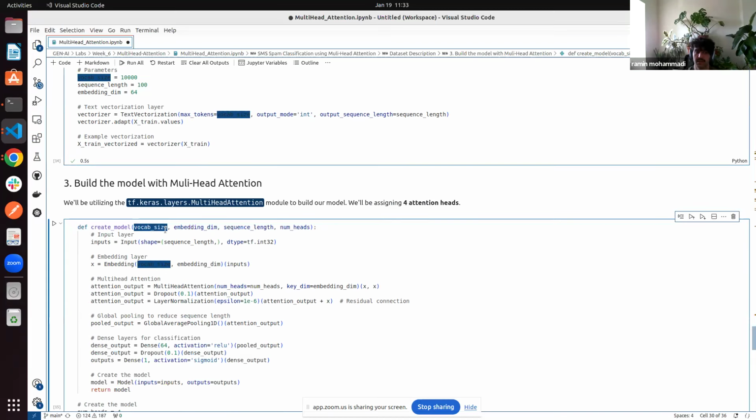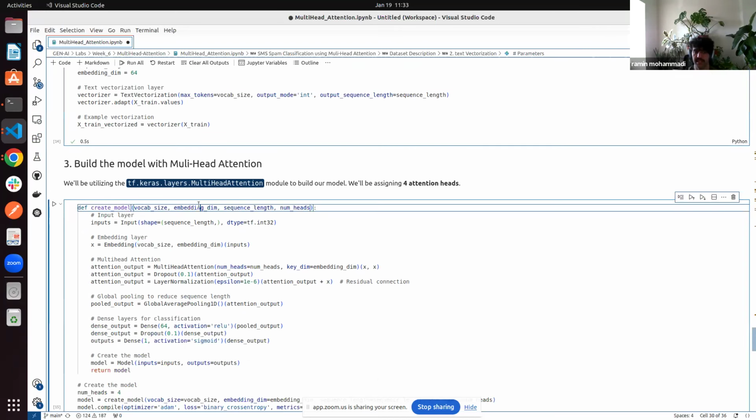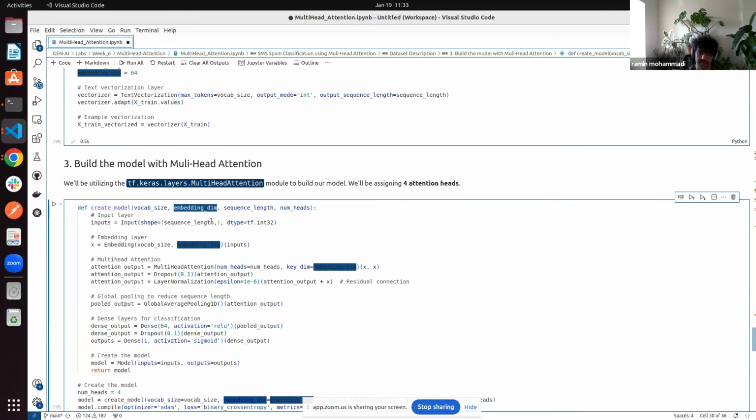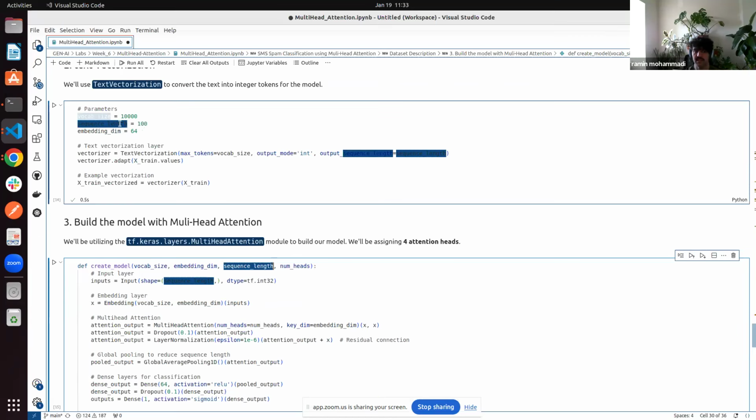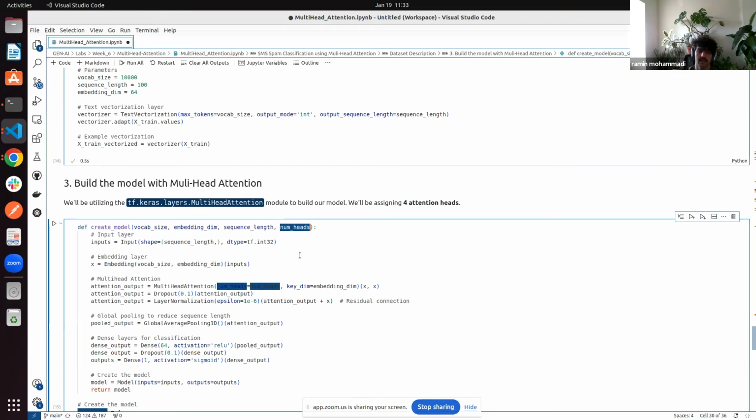This model as an input gets the vocabulary size, which we defined here. It gets the embedding dimension that we are interested in learning. Sequence length is going to be the maximum length of any sentence that we want to process, and then the number of heads that we are going to use.